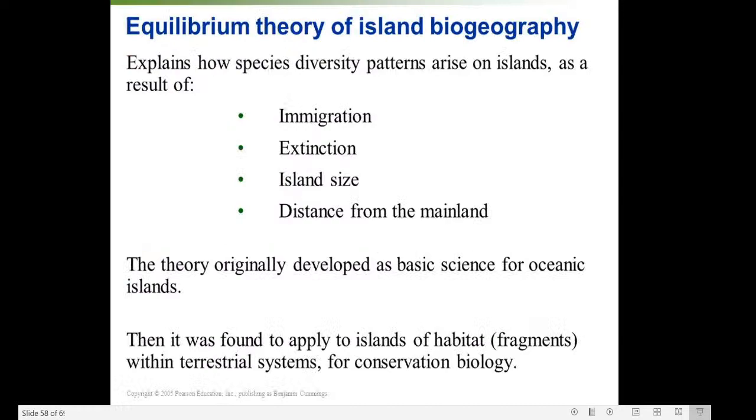In island biogeography theory, the equilibrium theory is an important one. This equilibrium theory explains immigration, extinction, and island size distinct from the mainland. This theory is very important, and it is applied to islands of habitat within the traditional system.